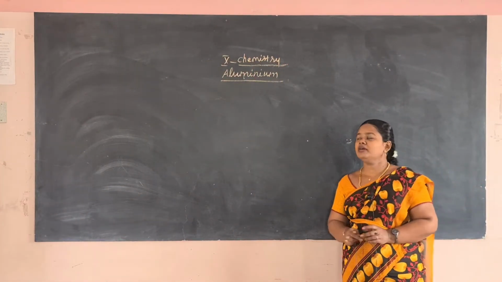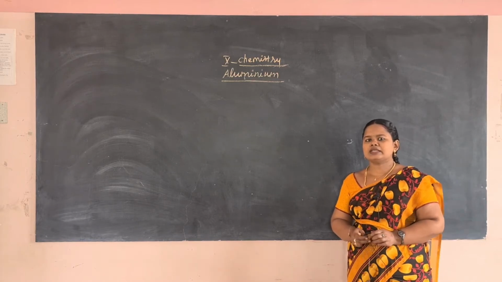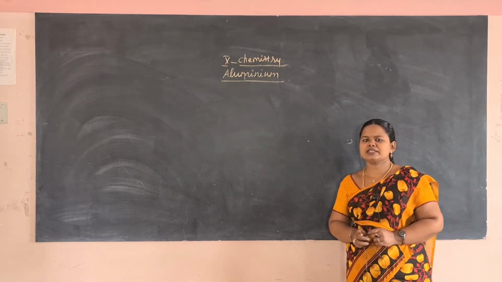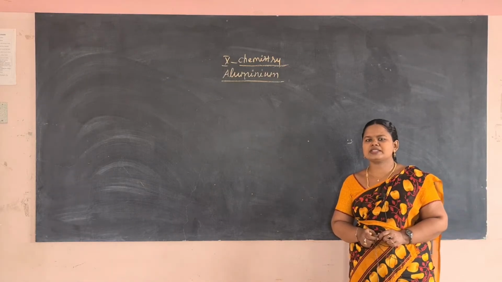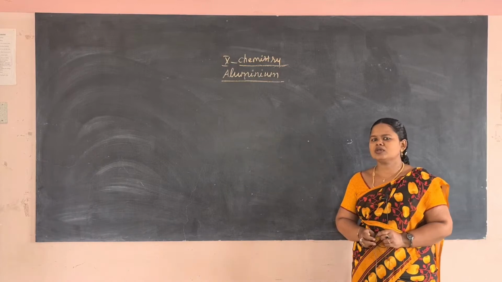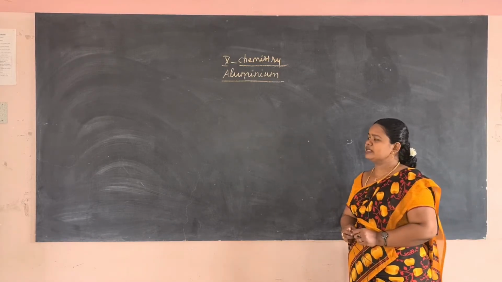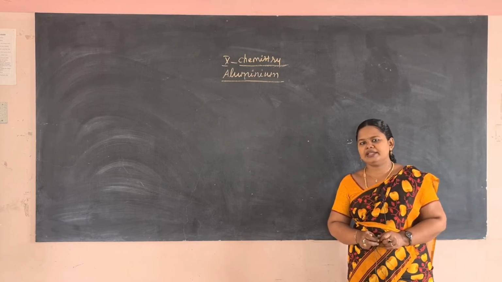Good morning to everyone. Today we'll look at 10th standard chemistry. In the last class we already saw about the ores and minerals, their uses, their properties, and about the extraction and the metallurgy of the different ores involved in the metallurgical process. Now we'll see the important metal, that is aluminium.